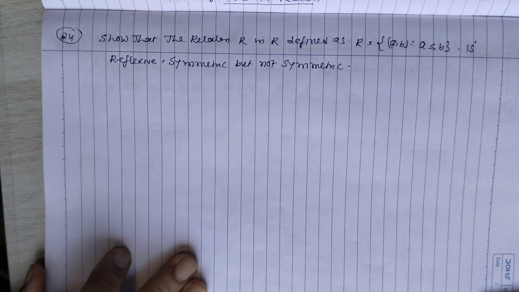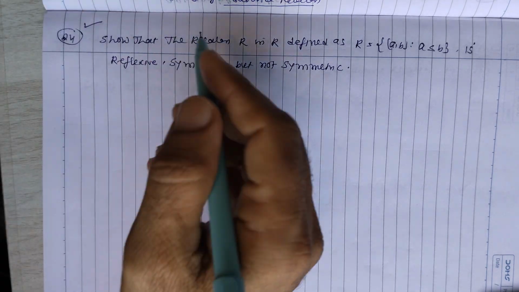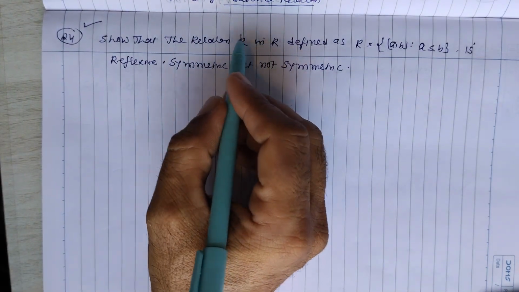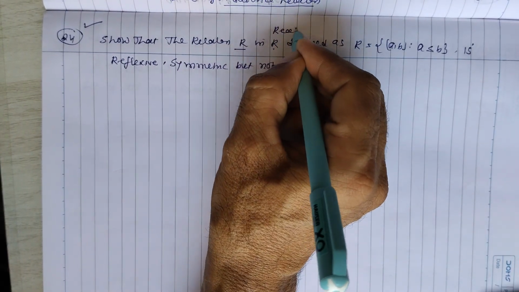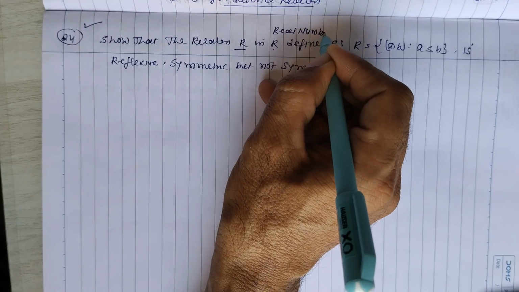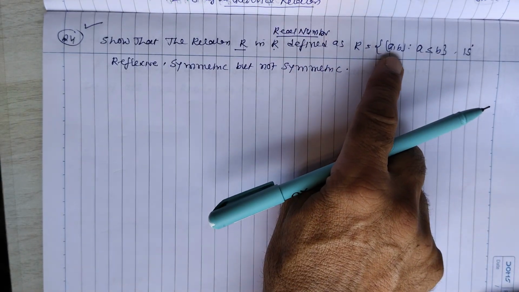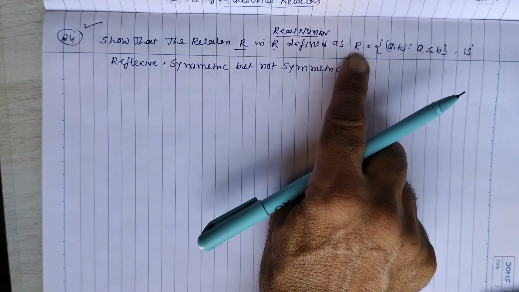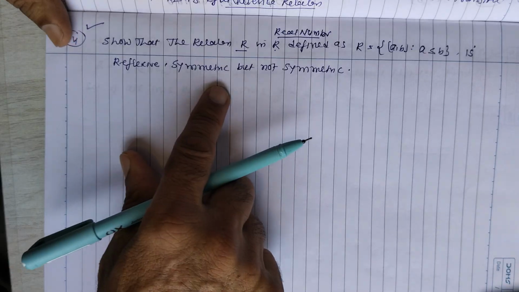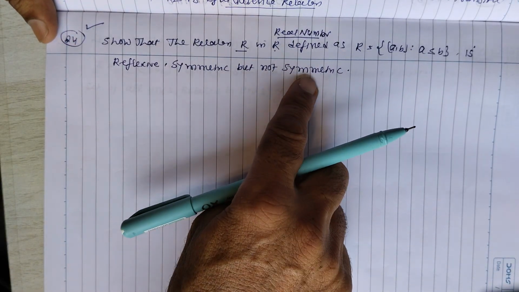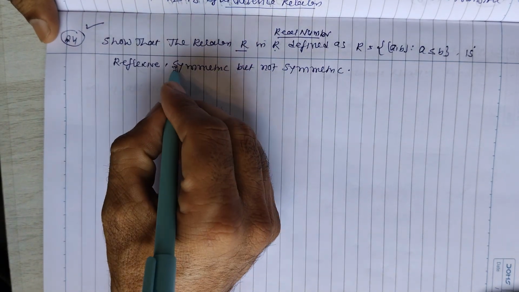Here is the question, an NCERT question, Exercise question number 4. 3 questions are in line. Show that the relation R defined in real numbers as R = {(A,B) : A is smaller than or equal to B} is reflexive and transitive but not symmetric.